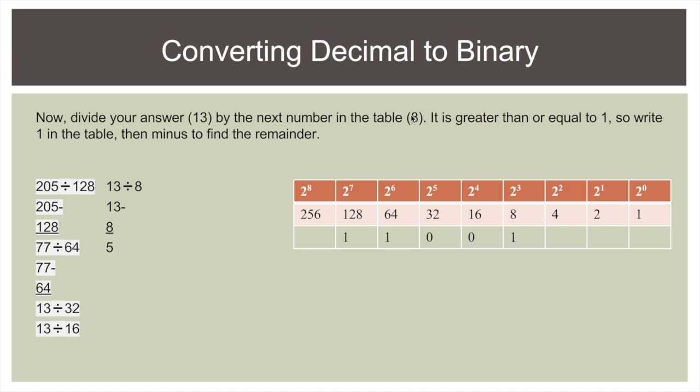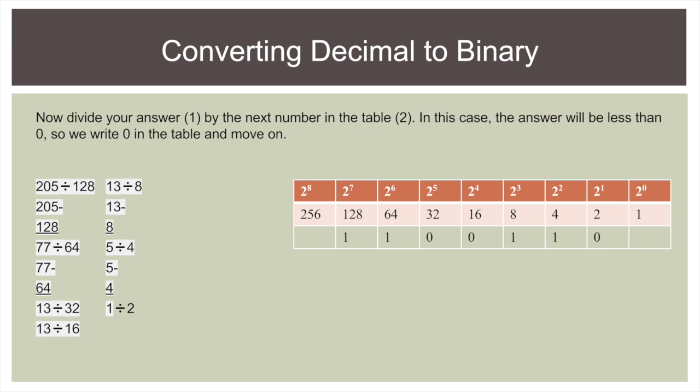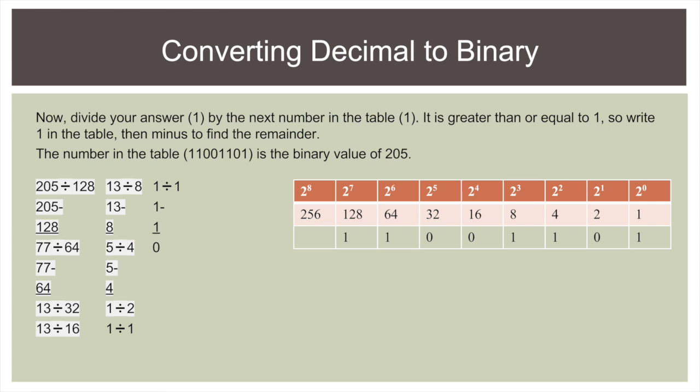13 divided by 8 does work, so we write a 1. We minus 8 from 13, we get 5 as our remainder, and we'll use that. The next step, 5 divided by 4, goes, so we put a 1 there. 5 minus 4, we get 1. 1 divided by 2 doesn't go, so we put a 0 here. And now 1 divided by 1, that always works. We put 1 there, and we minus it to make sure we have no remainder.